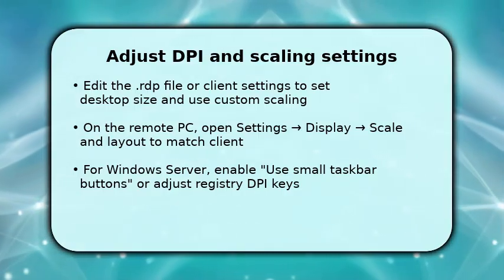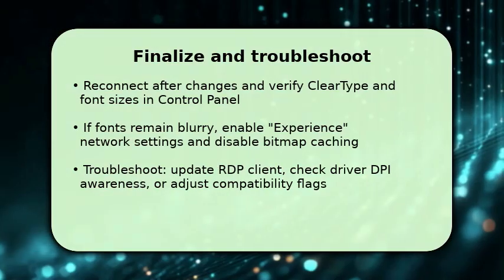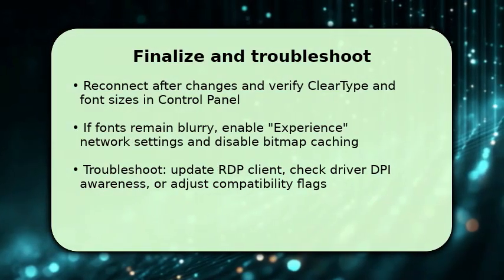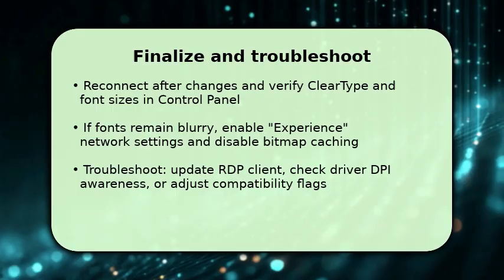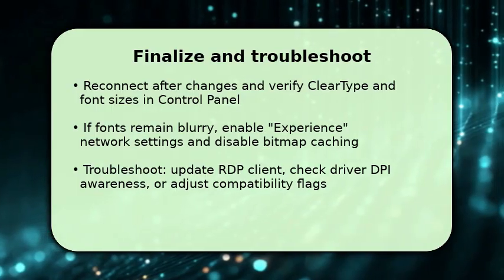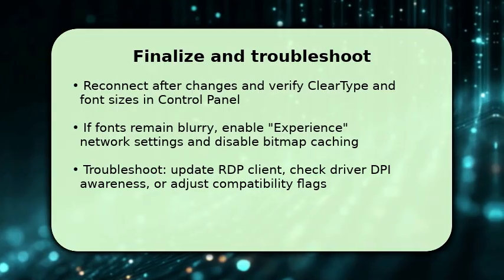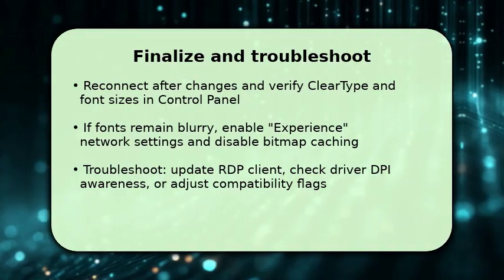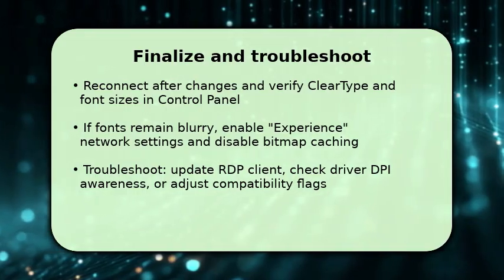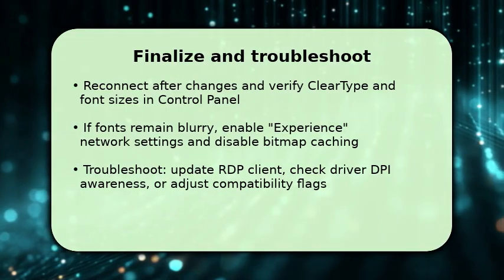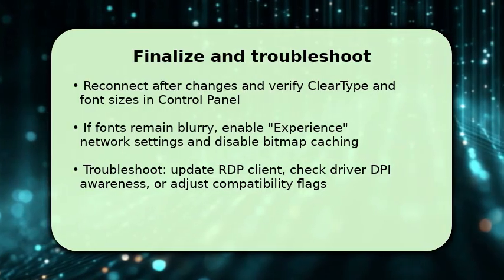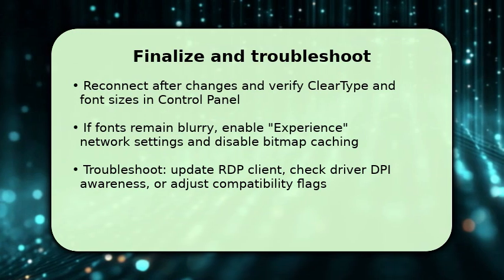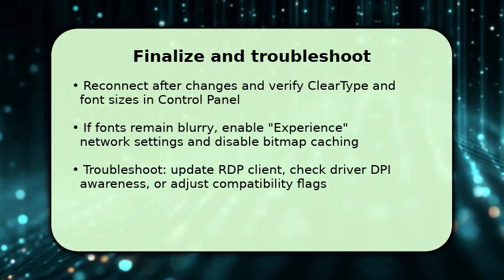Finish by reconnecting and verifying results. Open Control Panel, right arrow Display, right arrow, adjust ClearType to sharpen text and check application font sizes. If text is still wrong, toggle RDP experience options like disabling bitmap caching or enabling persistent bitmap caching depending on performance. These affect rendering. Make sure your remote graphics drivers and the RDP client are up to date.